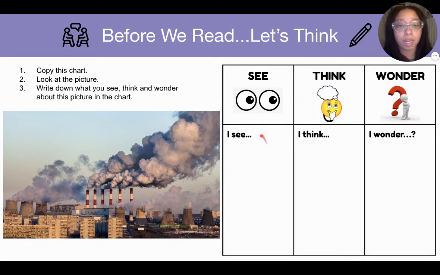For what you write in the I see column, use this sentence starter, I see. For what you think is happening in this picture, write I think. And any questions that you have, you can start your questions with I wonder or any other question words. You can pause this video now to complete this task. Once you finish, press play to continue to the next section.